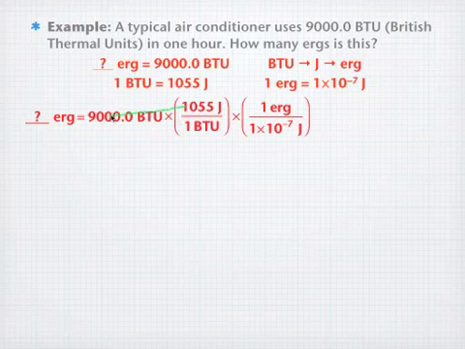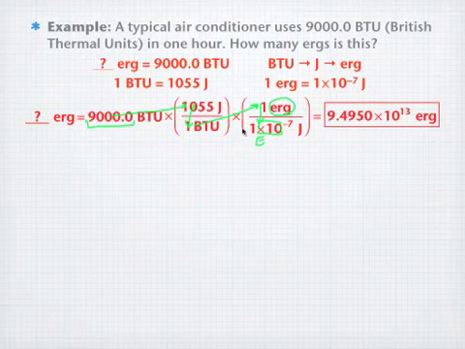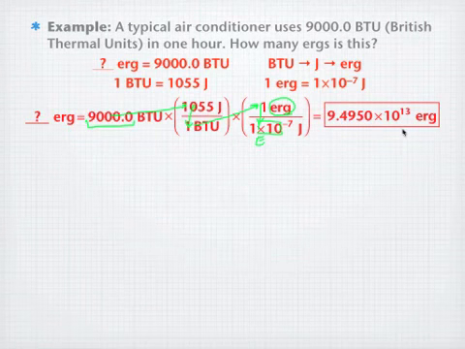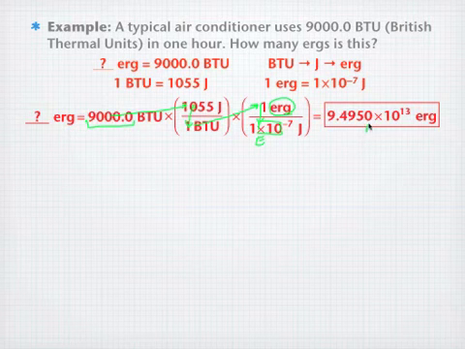Multiply 9,000 by 1,055. Divide that by 1. Multiply that by 1. And now here we have a unit in the denominator. Divide that by 1 times 10 to the minus 7. Don't forget to use that EE key for the 10 to the minus 7, otherwise you're going to get this wrong. We have 5 significant figures in our starting number, so we need 5 significant figures in our ending number, and our units are ergs, and so we get a final value of 9.4950 times 10 to the 13th ergs. Again, you need that 0 on the end to indicate 5 significant figures.